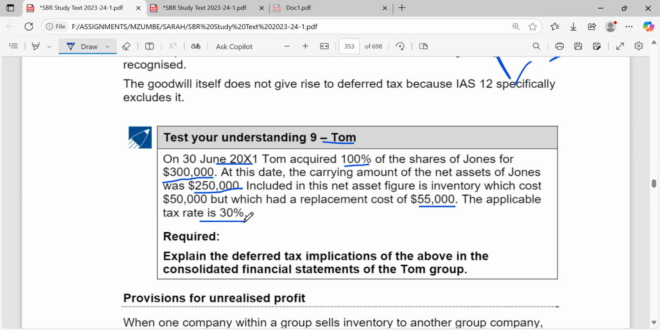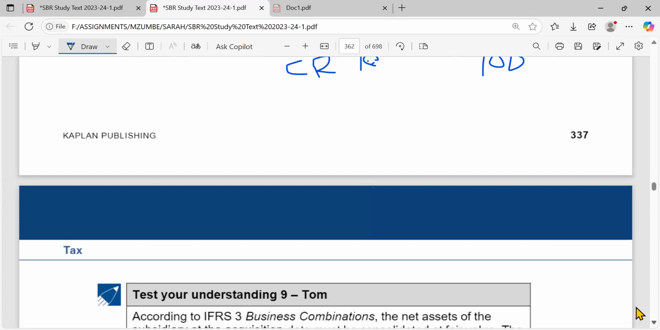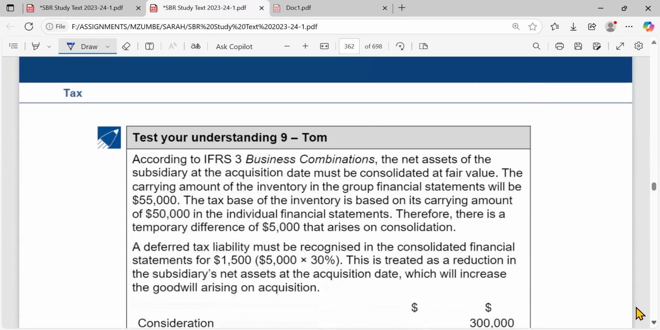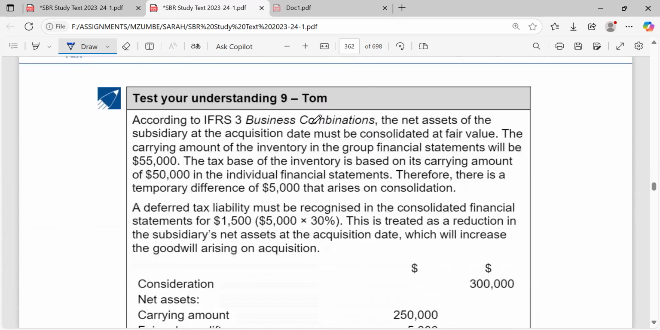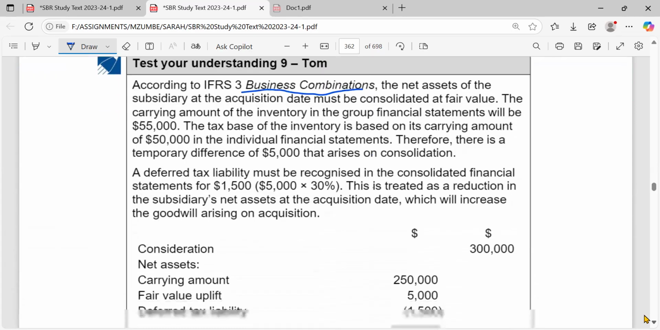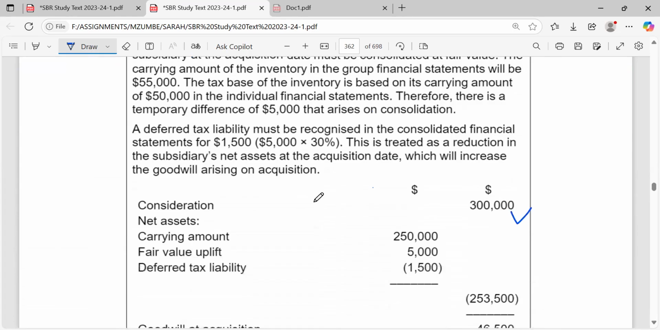We are asked to explain the deferred tax implications of the above in the consolidated financial statements of the Tom group. That's easy. It's Test Understanding Number 9. Let's accomplish this. According to IFRS 3 Business Combinations, we compute goodwill, taking the purchase consideration, which is 300,000, plus non-controlling interest. For our case, it is nil, so I just put nil there.